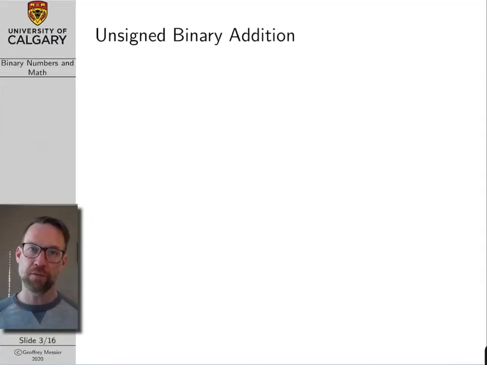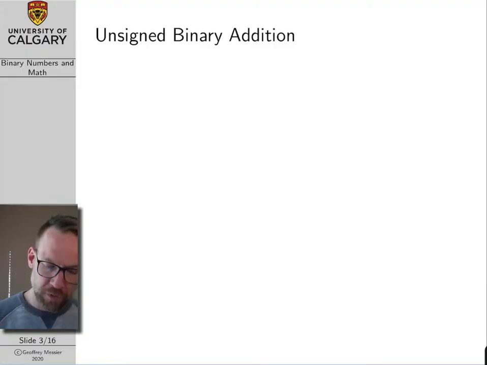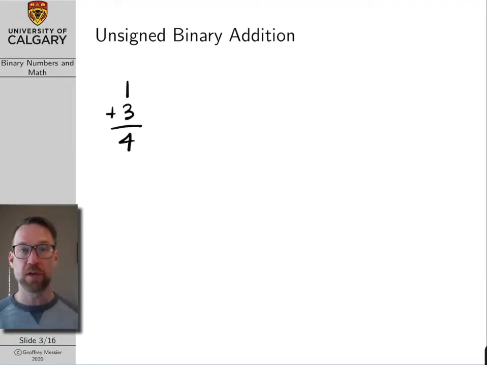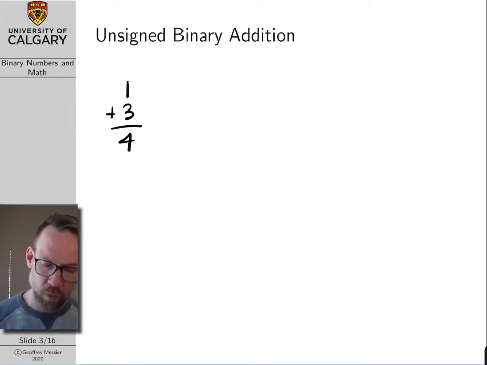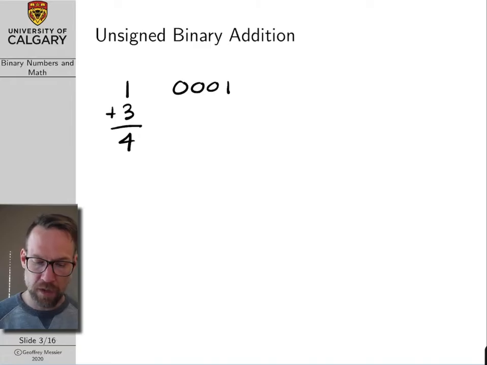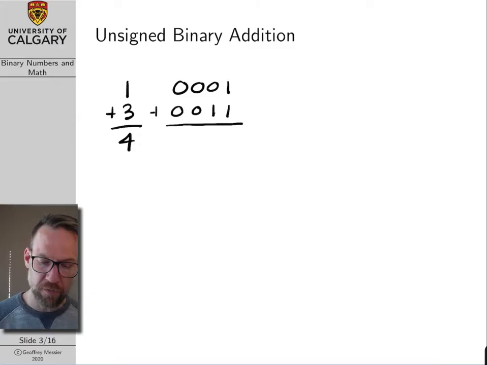And so to kick things off, let's talk about unsigned binary addition first. And this may be something that you have seen in previous courses, so it's possible that this is review. So let's do a simple example where we want to take the number 1 and add it to the number 3. And of course, the number that we're going to get is 4. Now let's represent these numbers as 4-bit unsigned binary numbers. So the number 1 is 0001. The number 3 is 0011. And we want to add these together.